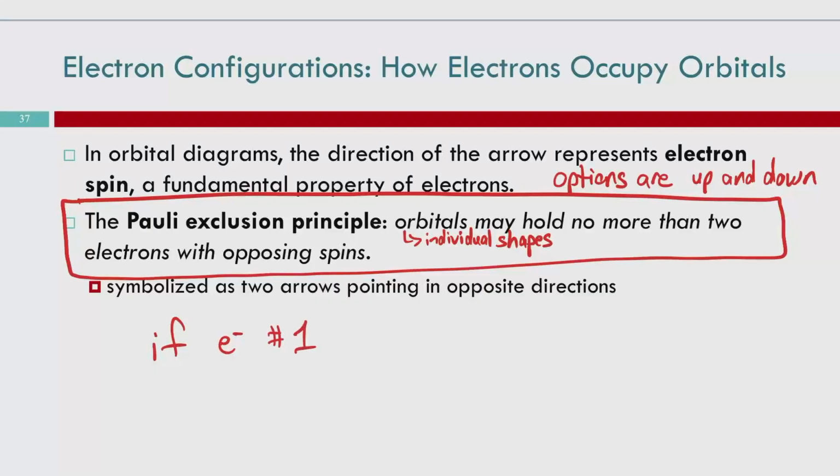So if electron number 1 is up, then electron number 2 is down. They have to be offsetting spin, up or down.